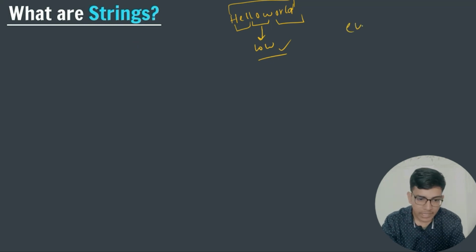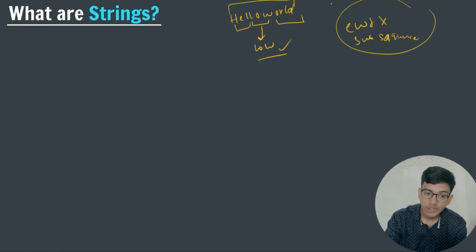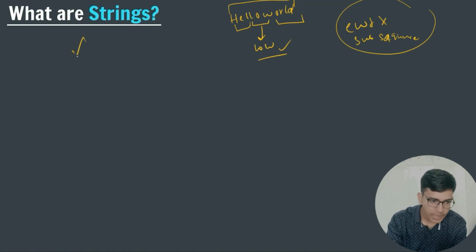Here EWD is not a substring, but it is a subsequence. A subsequence is a part of my given string, but it is not a substring. So to print a substring, the user will give me the starting index and the ending index, and we have to print whatever elements are present in between in the string.